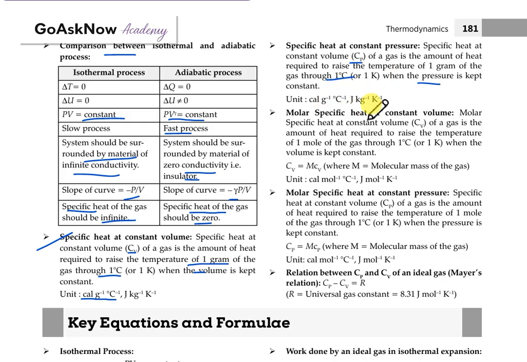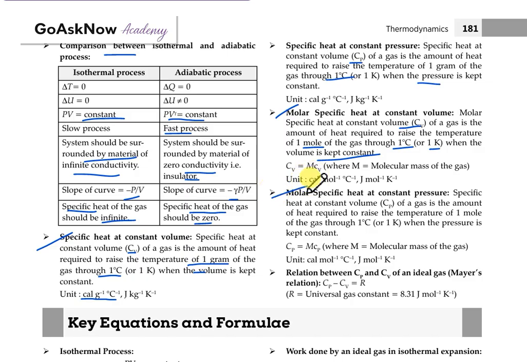Now the molar specific heat at constant volume. Molar specific heat at constant volume will be represented as Cv of a gas. It is the amount of heat required to raise the temperature of 1 mole of the gas through 1 degree Celsius or 1 Kelvin when the volume is kept constant. The equation will be Cv equals M times small c v, where M is the molecular mass of the gas. This will be the molar specific heat at constant volume.